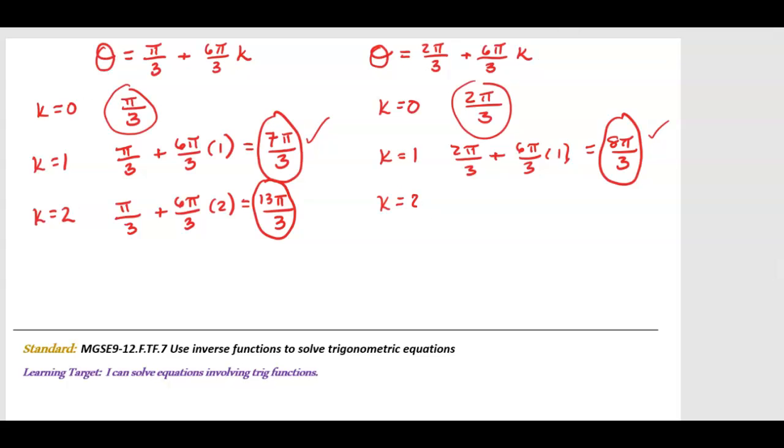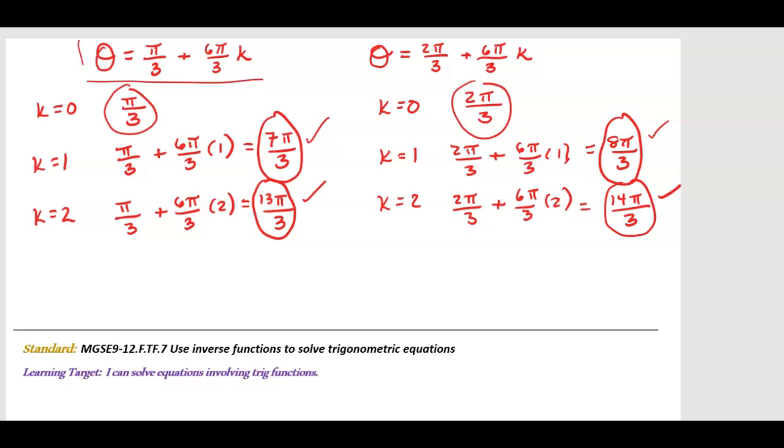My battery is dying. So 2 pi over 3 plus 6 pi over 3 times 2. So 12 pi over 3 plus 2 pi over 3, 14 pi over 3. Bam! So we now have 6 distinct solutions, and in this case there were 2 general rules. So once again, nothing really new. We're just expanding it a bit for better understanding, for deeper understanding.